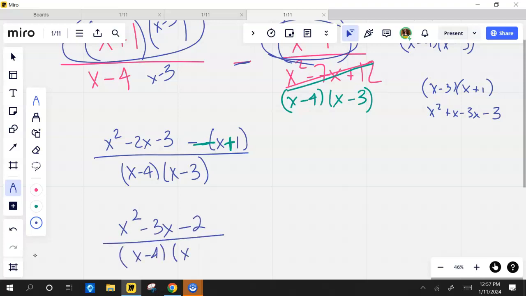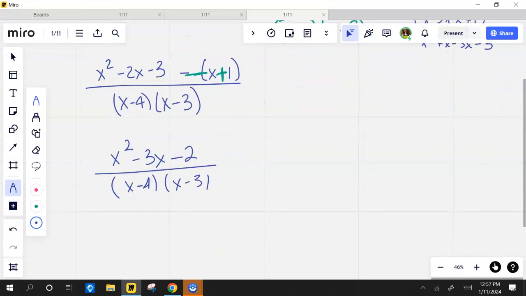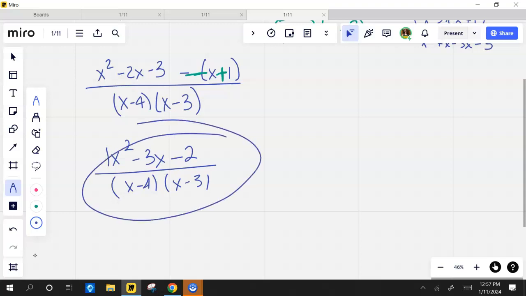And now I need to factor up top to make sure nothing cancels at this point. In other words, look, the leading coefficient's 1, so it's a shortcut factor. What multiplies to -2 but adds to -3? No, it doesn't factor. Nothing factors. It doesn't factor. I stop.